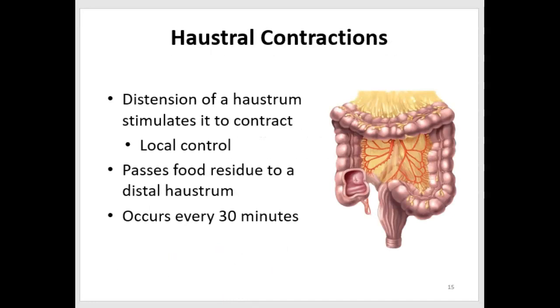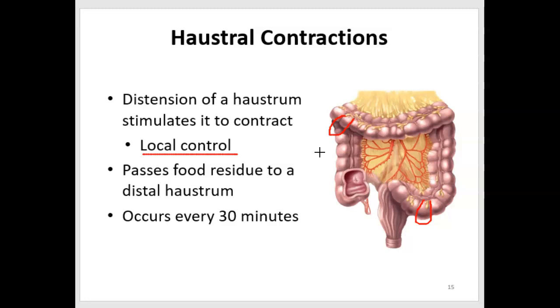So haustral contractions occur when a haustrum has been distended by the presence of feces. The presence of feces distends the haustrum, and right away local stimulation causes the muscle to contract. We consider that to be a local control, largely the enteric nervous system, but also kind of just a function of smooth muscle. When smooth muscle is stretched, it contracts.